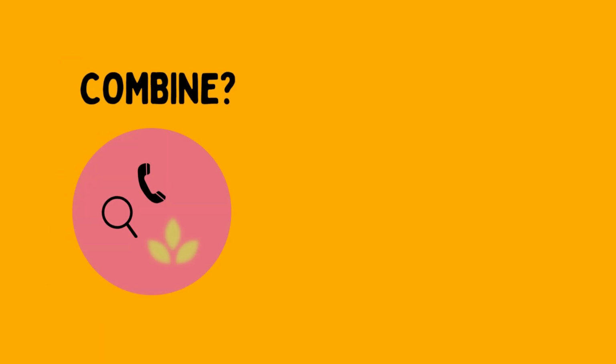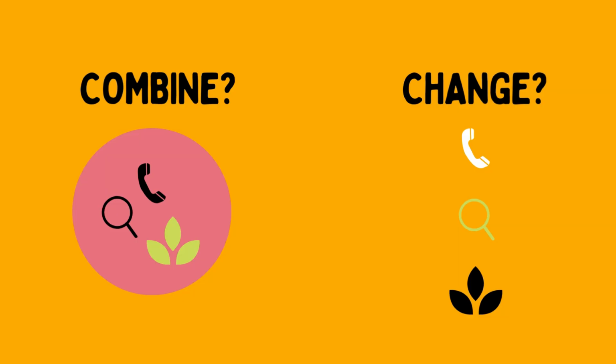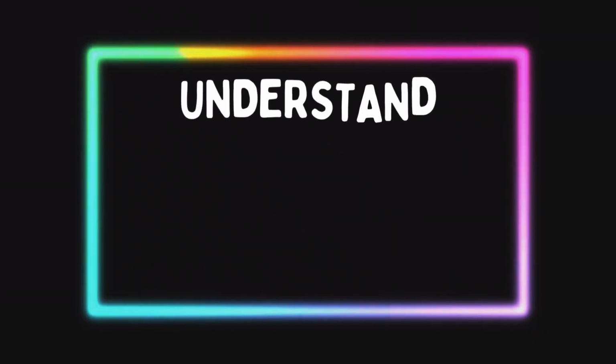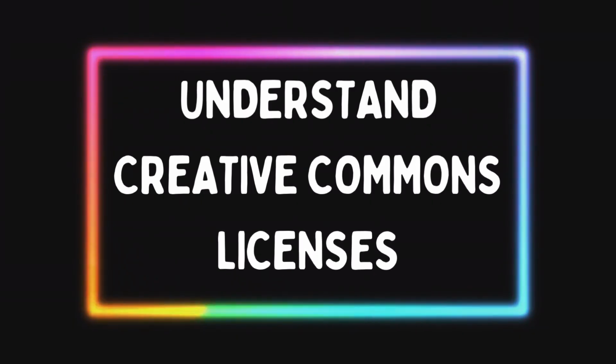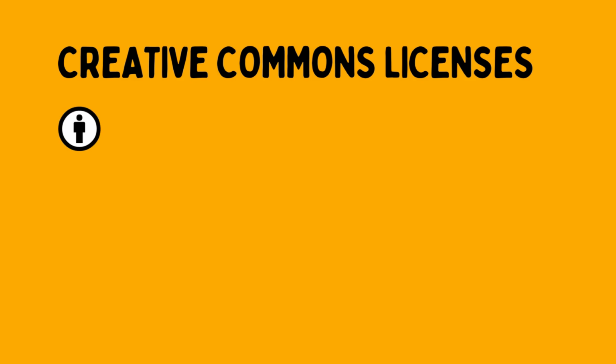You can use individual images and elements for your project, but is it possible to combine multiple elements? Can you still use the materials if you combine them? What if you want to change a Creative Commons licensed work to suit your needs? Understanding the Creative Commons licensing is key. Look for the following symbols to understand what you can do with Creative Commons licensed work.